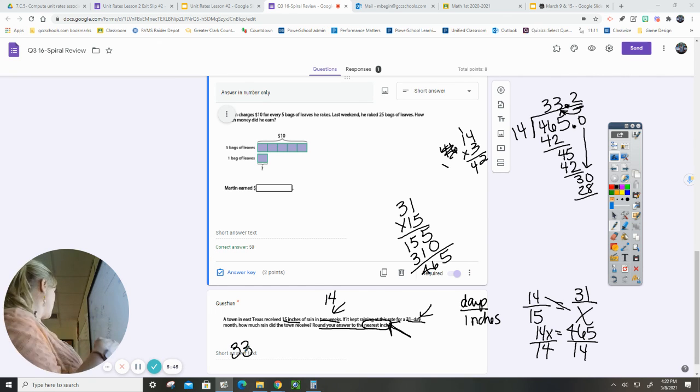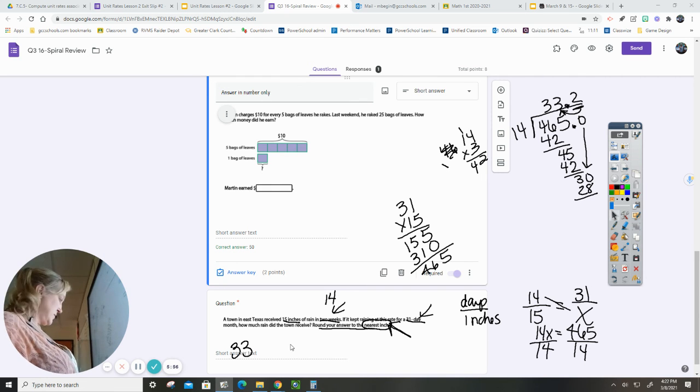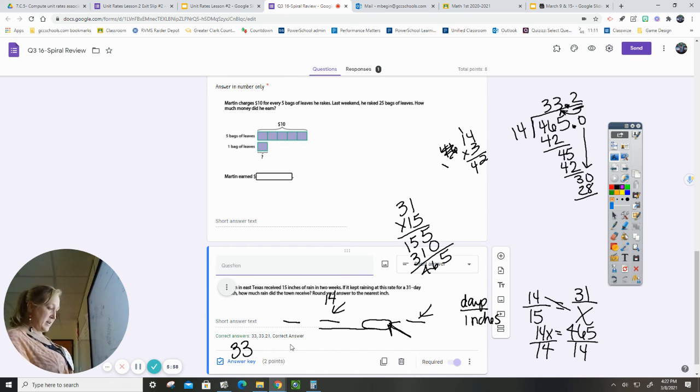So because I'm working on this one where it already gives me the answers, I can click it, I hope, and it will tell me what it accepts. It says, oh, it does not include inches. So it says 33, just keep it as the number only.